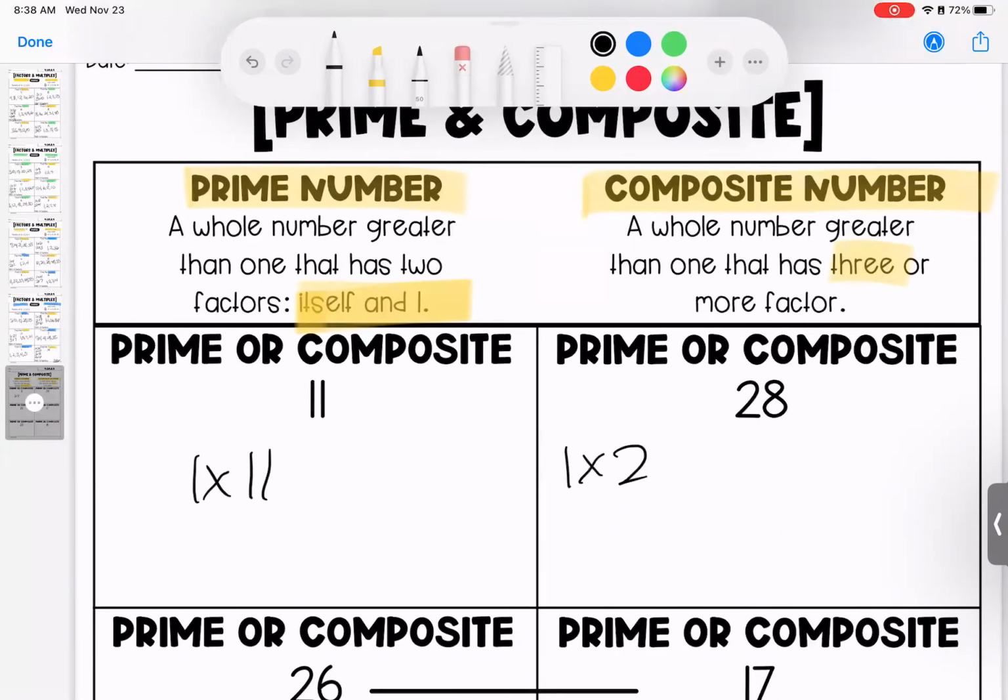So we have 1 times 28, and then we have 3 times 8. Okay, so this is going to be composite.